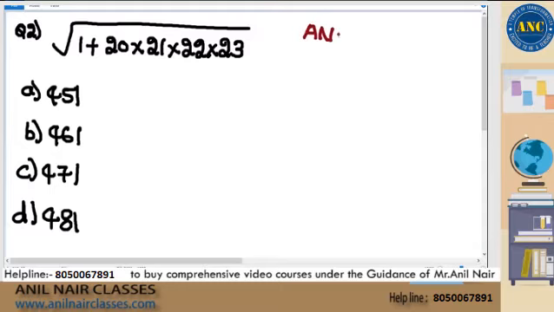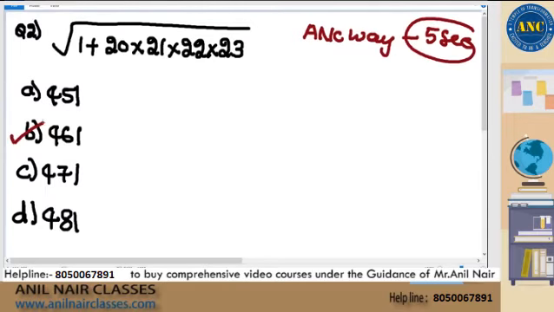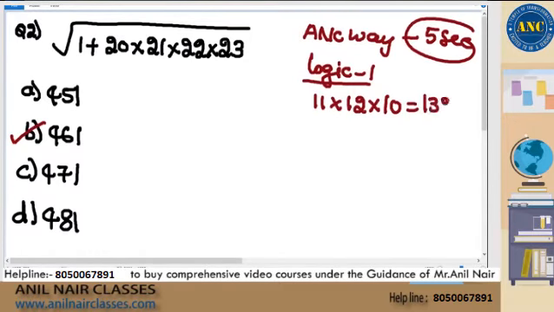If I solve this question, it takes 5 seconds for me to solve the question. Answer is directly 461. Logic is like this. Logic 1. Suppose it is 11 into 12 into 10, which is nothing but 1320. Any number multiplied by 10, 20 is a multiple of 10. Unit digit will be 0.